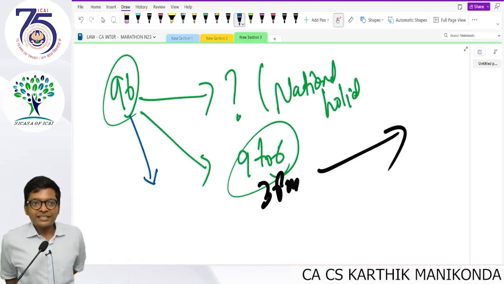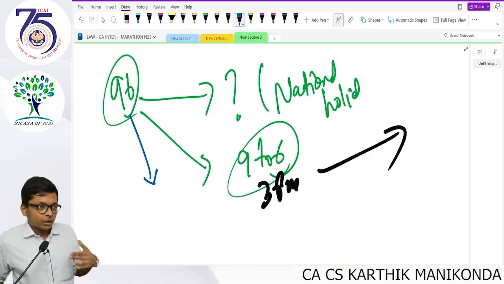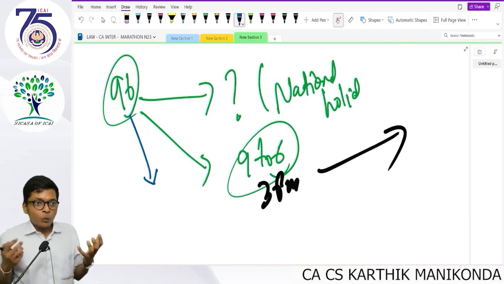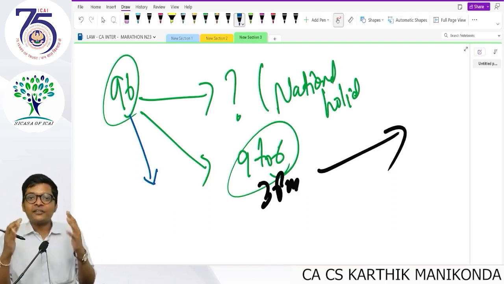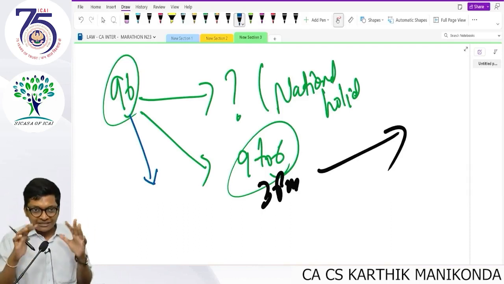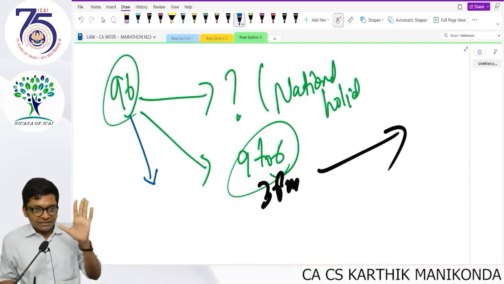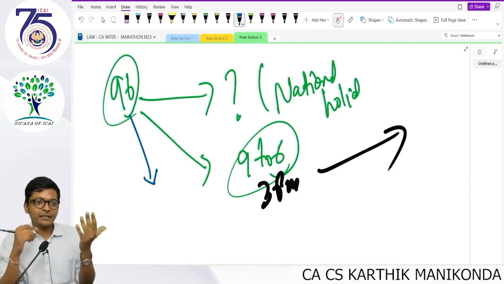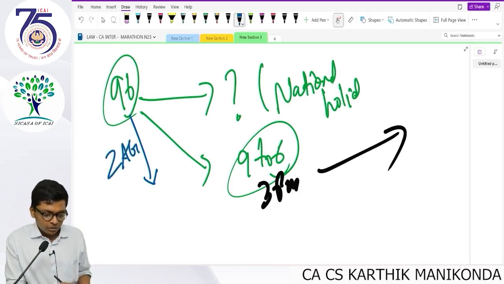Can I keep 2 AGMs on the same day? Yes, provided you send 2 separate notices. Sir, 2 brothers getting married on the same day. Different girl, then fine. Different invitation, then fine. So 2 AGMs on the same day, but different invite, different notice, or same notice, 1 page, then 2nd page. Following, guys, clear? I can keep 2 AGMs on the same day.